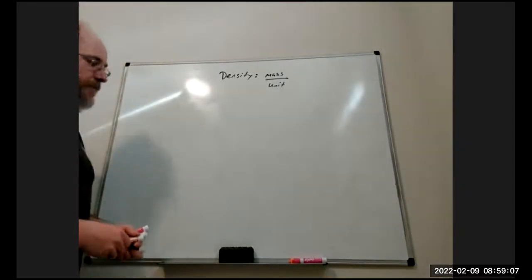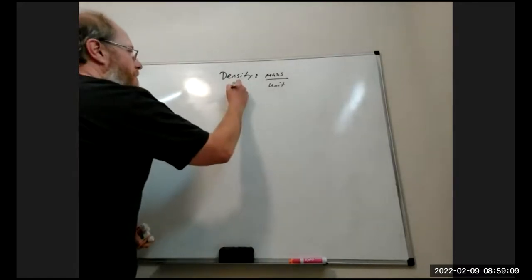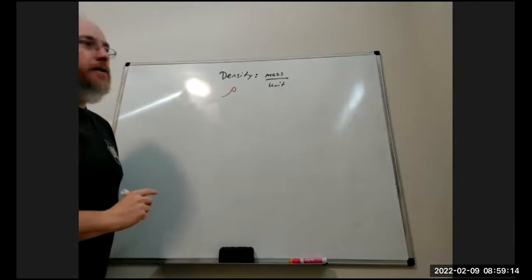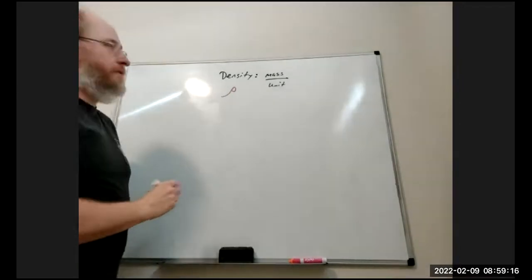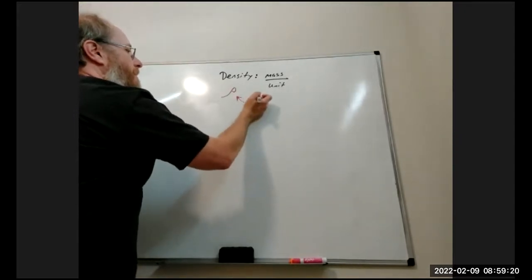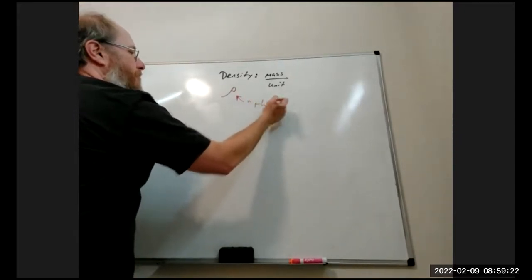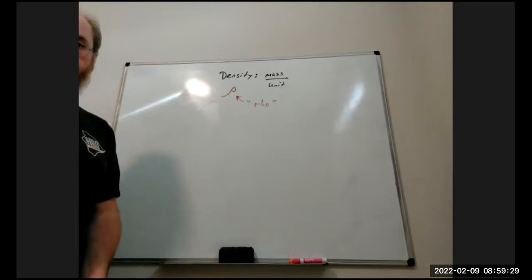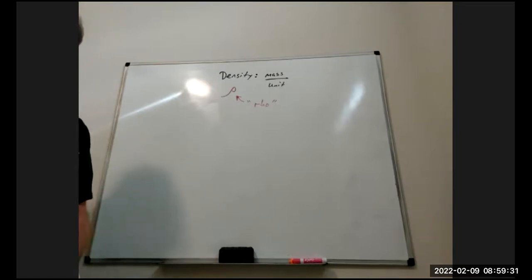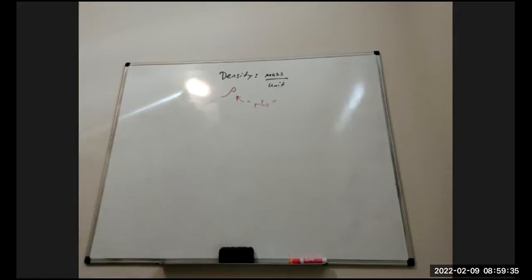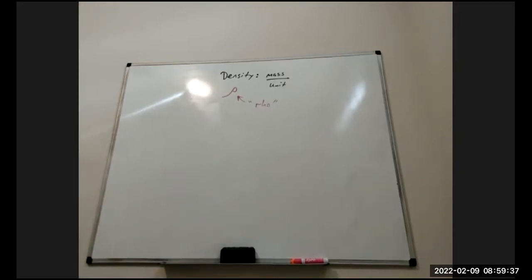Now in the physics world, we use the Greek letter rho for density. It's spelled R-H-O, but we pronounce it rho, and it looks like a curvy P. It's not a P. Okay, it's not a P. It's a rho. It just looks like a curvy P.